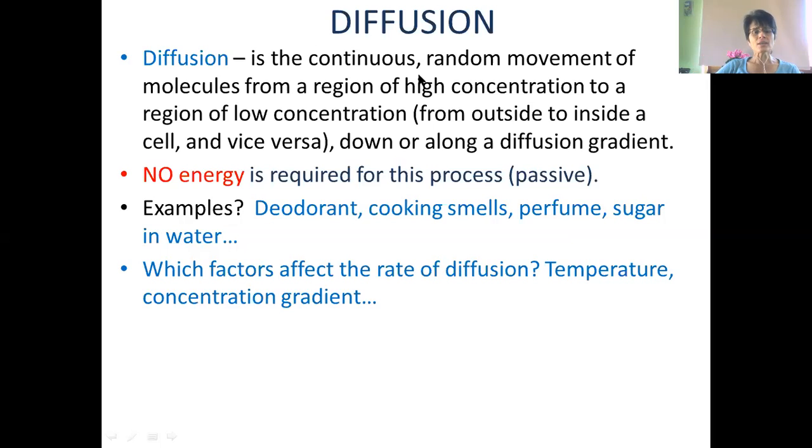Now, why do molecules move? They move because they've got kinetic energy, and that's what you've learned in science. And they move randomly, and they bump against each other, and they bump against the air particles, the little deodorant molecules, and they move from a region of high concentration to low concentration, the rest of the room. And if the doors are open, out, okay? We call that a diffusion gradient, from a region of high concentration to low concentration.